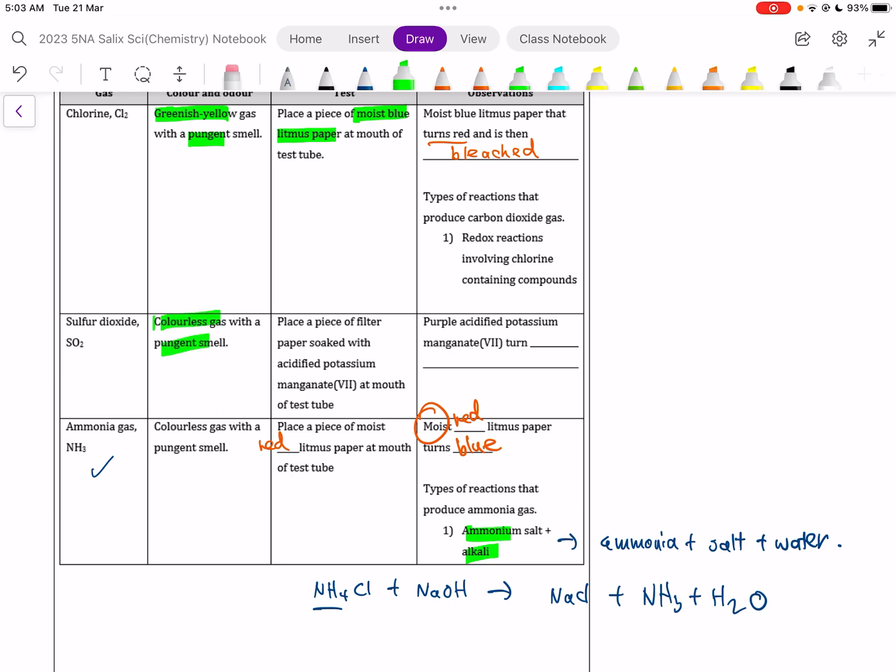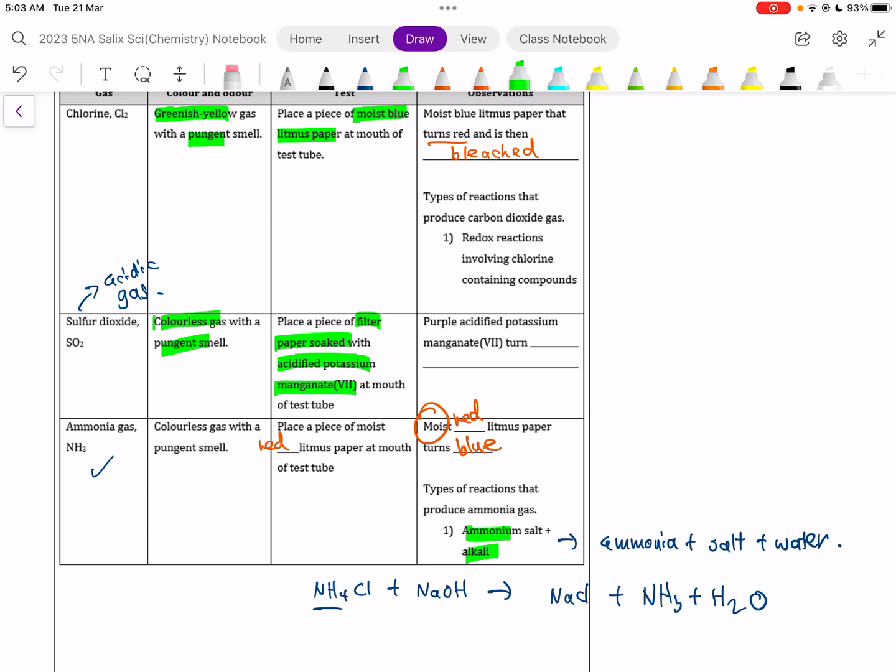Colorless and pungent. Normally we don't let you do this in practical, because it's an acidic gas. Chlorine also, so normally we don't. So how do you test? You have a filter paper soaked with acidified potassium manganate. In some practicals you will use potassium manganate.